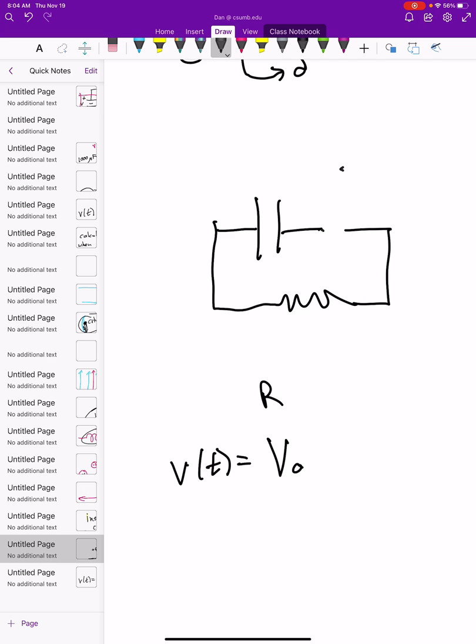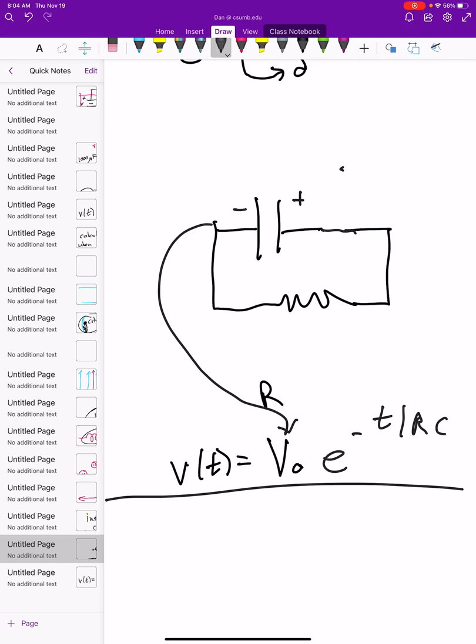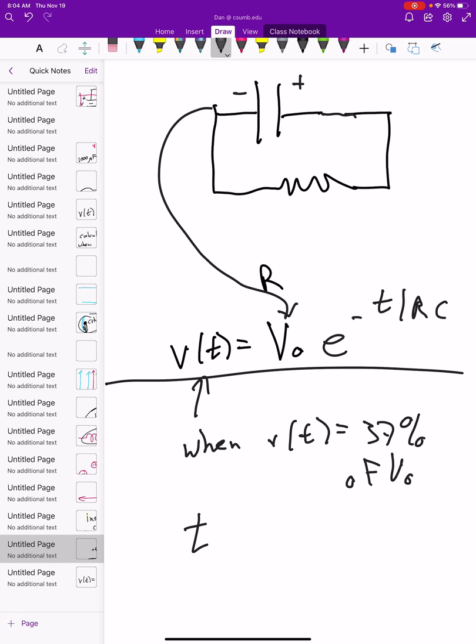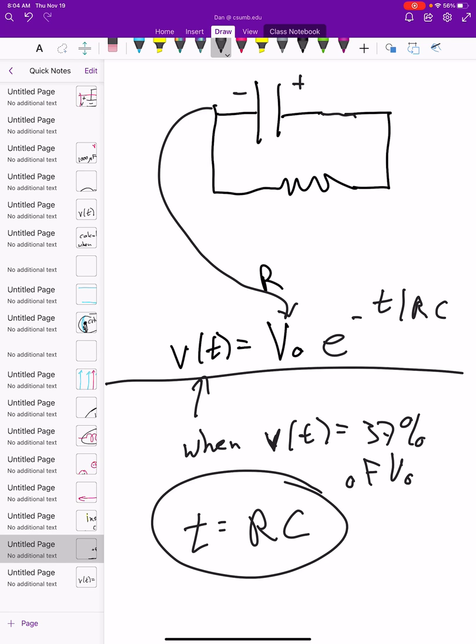The issue being that the capacitor now has an initial voltage across it, which is the battery voltage, which is this. And then it was the e to the minus t over RC. So that was the equation for that. And so being able to manipulate that and knowing that when V of t is equal to 37% of V0, at that time, t is equal to RC. That's the RC time constant. And that's why that 37% is often used.